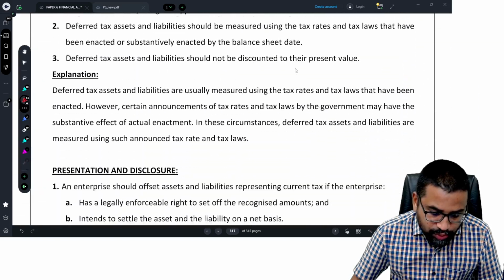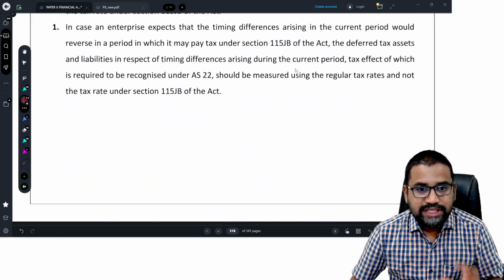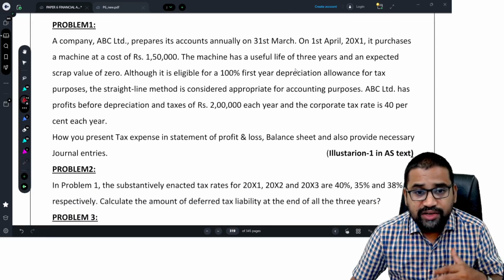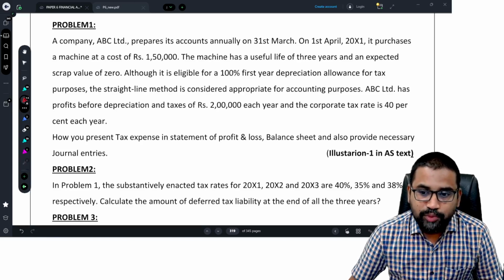So now what we do is, we'll try to solve some questions relating to deferred tax. See, since we discussed the concept of deferred tax, we'll try to solve some questions. And after that, there are some more concepts relating to deferred tax. I'm going to explain them.